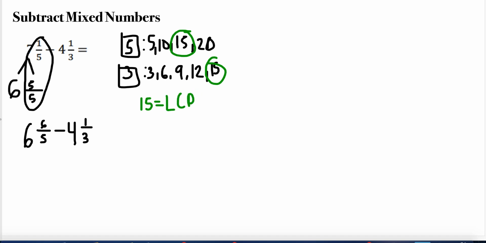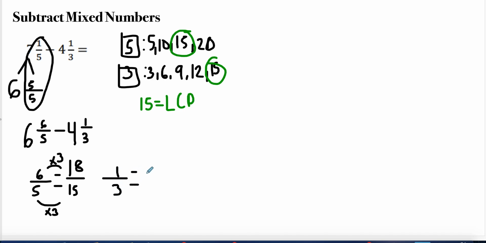So now I'll make equivalent fractions with my 6/5 and my 1/3. So 6/5 is equivalent to how many 15ths? Well, 5 times 3 is 15, so I need to multiply 6 by 3. I get 18. I'll do the same with 1/3. 1/3 is equal to how many 15ths? Well, I know 3 times 5 is 15, so I need to do 1 times 5, which is 5.